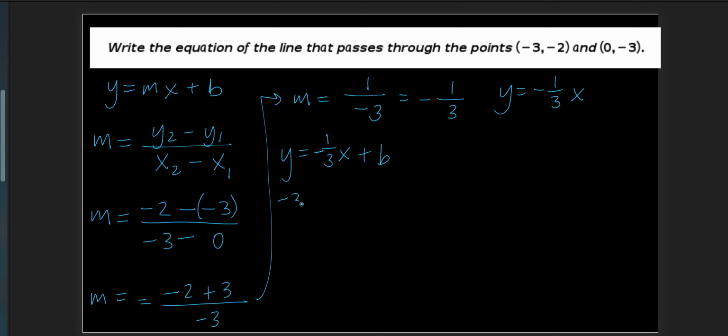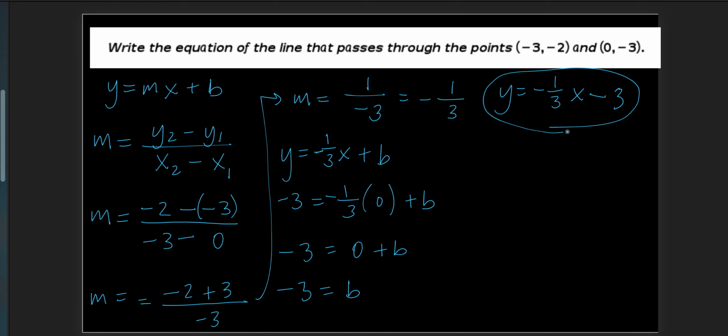So -3 in for y and 0 in for x. That'll make -3 equals 0 plus b. Looks like -3 equals b. So -3 goes right here. And there's my equation on my line. You'll have multiple choice so you can see what kind of format it's in.